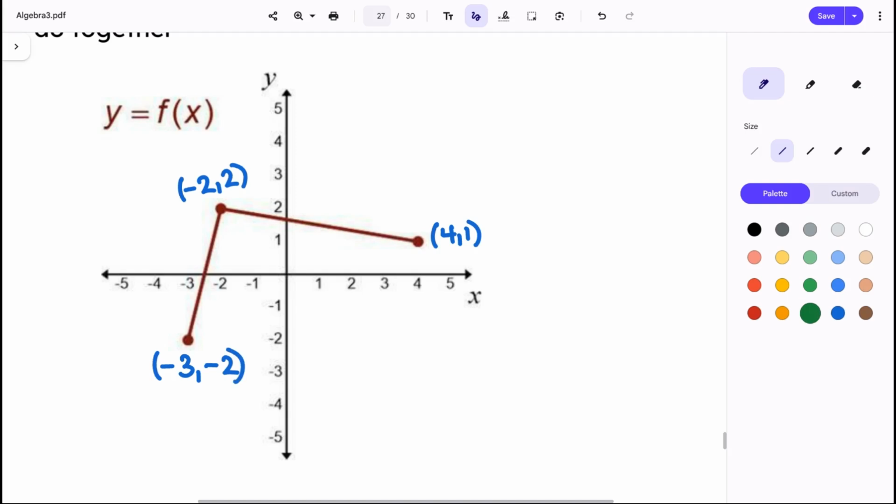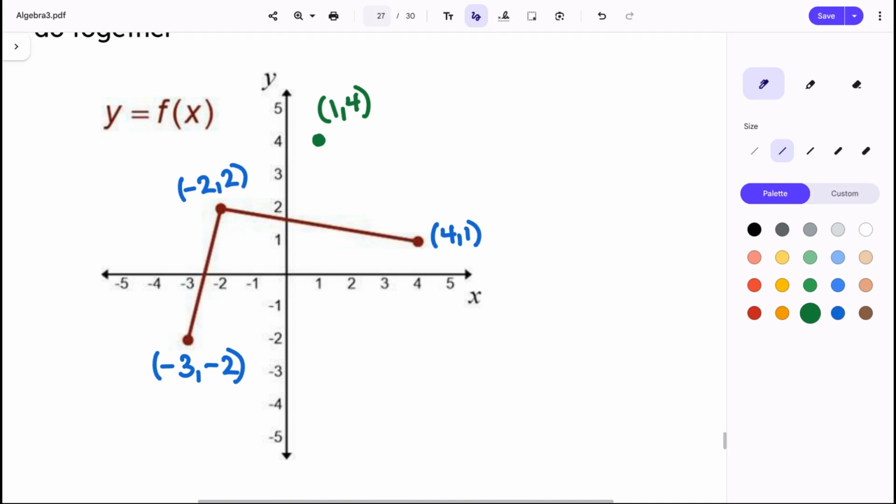To graph the inverse, guys, you're going to take those coordinates and do a little switcheroo with the x and the y, and that's going to be your new point. So my first point over here was 4, 1. I'm going to switch that to 1, 4, and I'm going to graph that point. So I'm going to go over 1 and up 4. This is going to be my inverse.